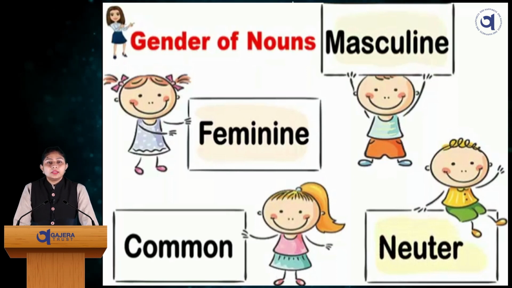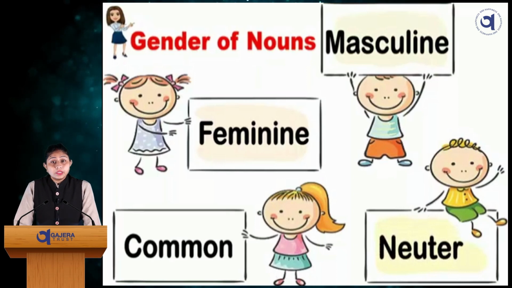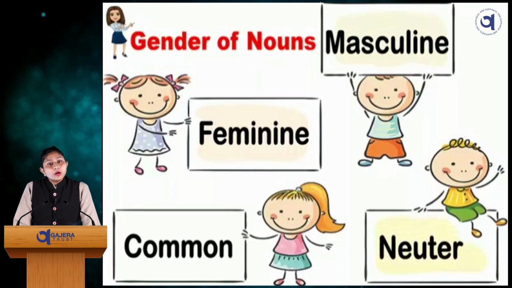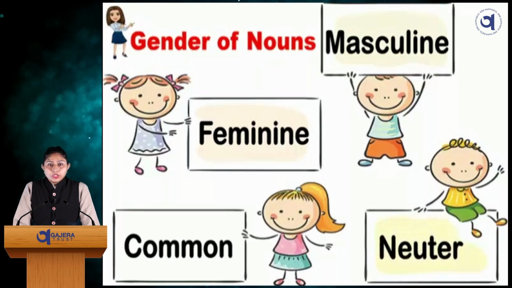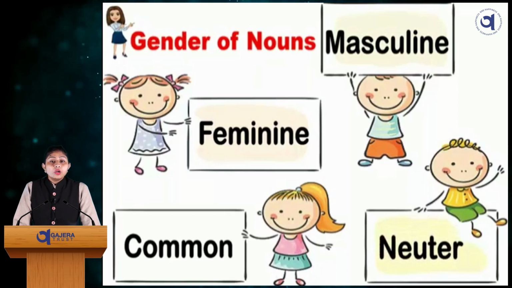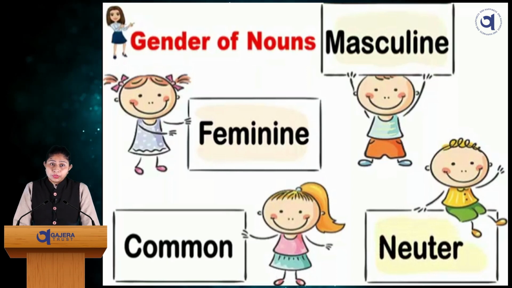In common gender, we are talking about both, whether it may be a girl or a boy. So that's considered a common noun. जब हम girl या boy दोनों की बात कर रहे हैं, तो वो common noun considered होगा. For example, teacher. Teacher boy भी हो सकता है और girl भी हो सकती है. So in that case, we consider the teacher as common gender.